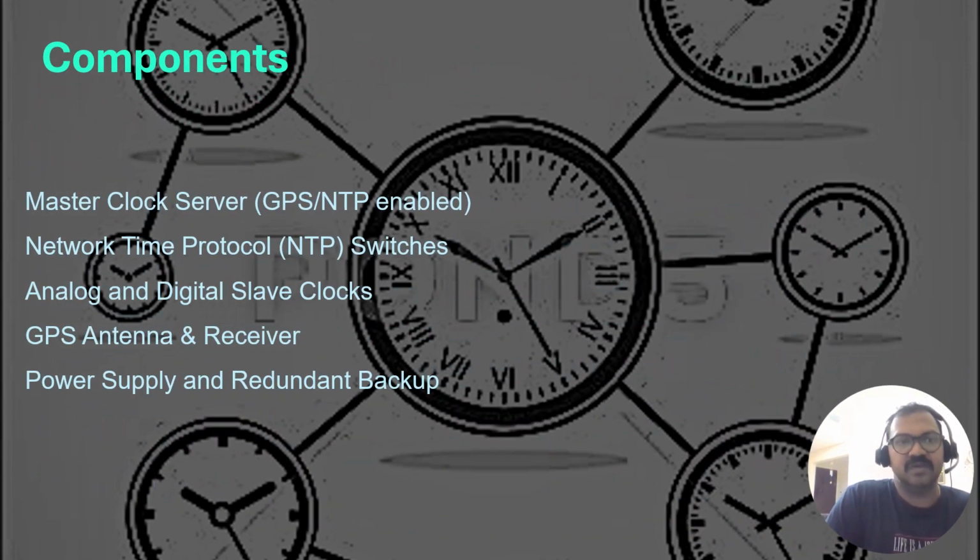These timestamps are very important if any safety concerns happen in the airport. Now the major components: the master clock server, that is GPS and NTP enabled, and GPS antennas and receivers, power supply and redundant backups, which might be a UPS as well, analog and digital slave clocks as usual, and NTP switches. So: server, switches, clocks, protocol, GPS antenna and receivers, power supply and redundancy backup, that is the UPS service.